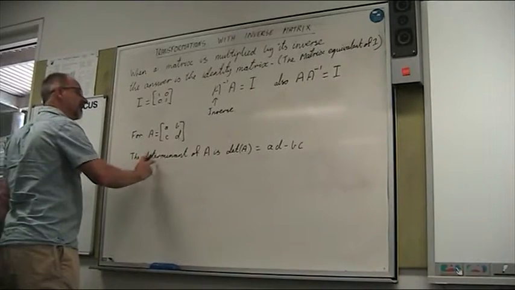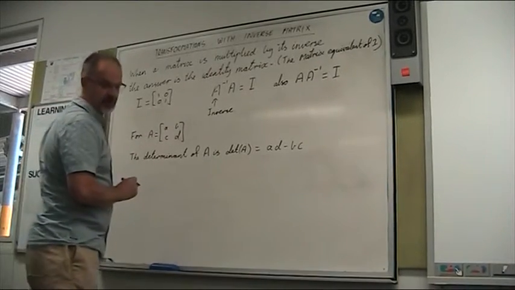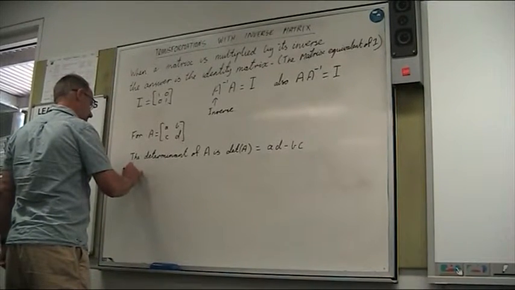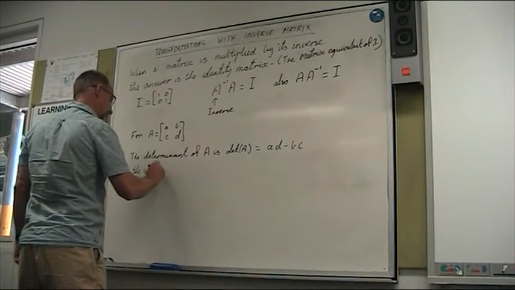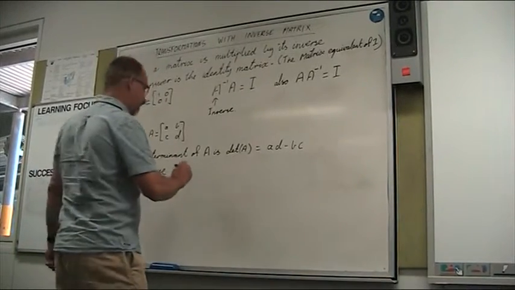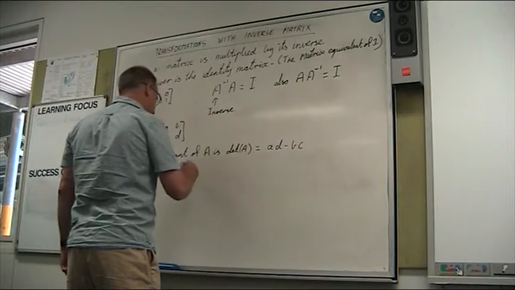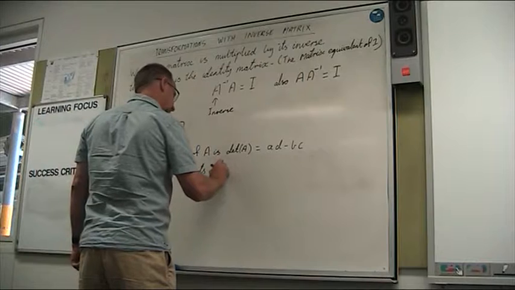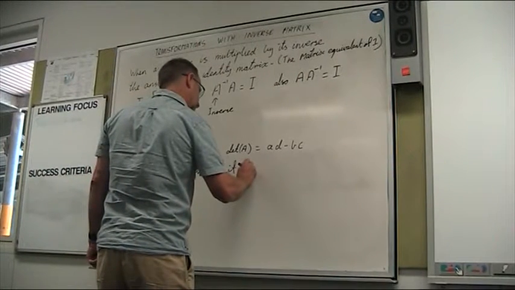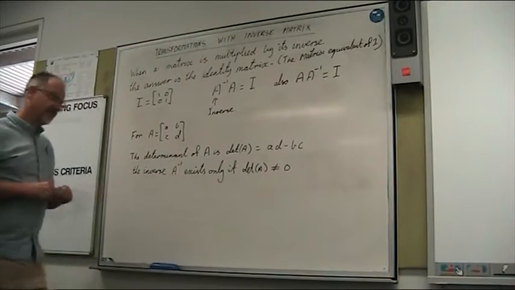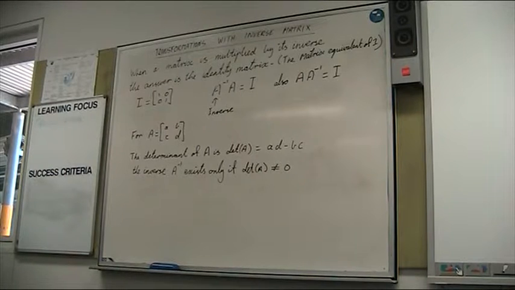And as I said, the determinant determines if there's an inverse. So the inverse, A to the negative 1, exists only if this doesn't equal 0. Alright, so if you work out the determinant and you find the answer 0, that particular matrix doesn't have an inverse.